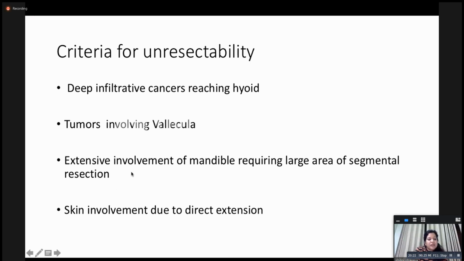Similarly, sometimes the mandible is grossly involved, basically there is a paramandibular spread along the whole length, and if you do a segmental mandibulectomy, it's going to be very, very functionally challenging. Then probably you should opt for another modality, maybe NACT, then look for the response and then surgery. Another contraindication is skin involvement due to direct extension, because that probably has a very poor prognosis.